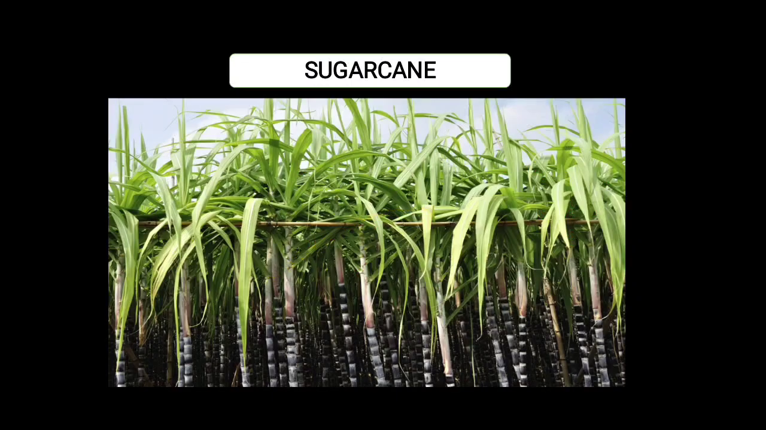Next is sugarcane. We all know what sugarcane is, right? Sugarcane is a kind of grass which grows with a thick stem, and it grows very tall as well. Sugar is stored in the stem. And why do we do sugarcane cultivation? Sugarcane cultivation is done in order to acquire sugar, or to extract the juice from the plant.